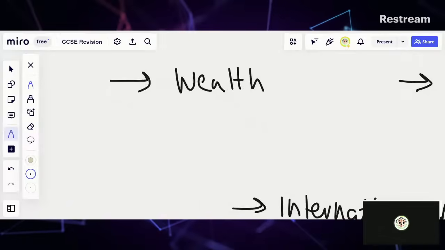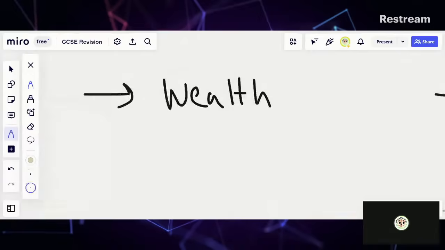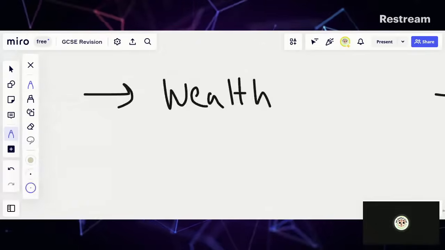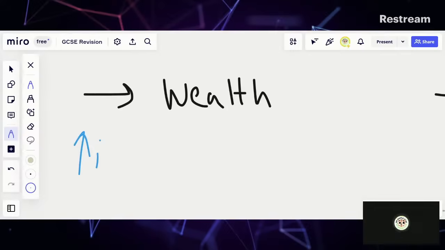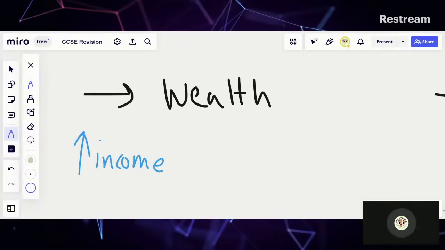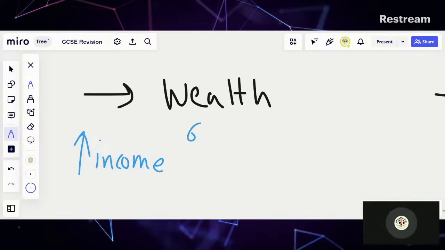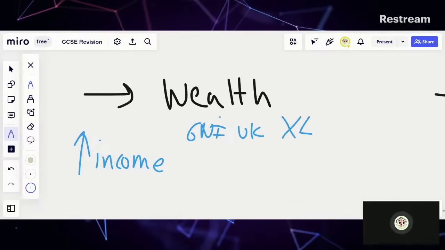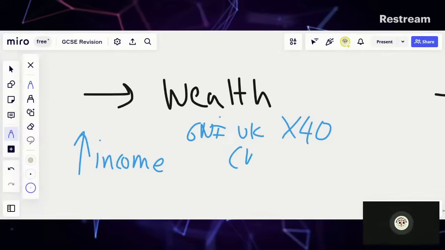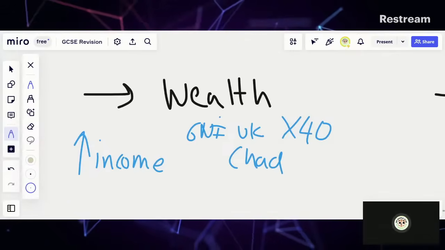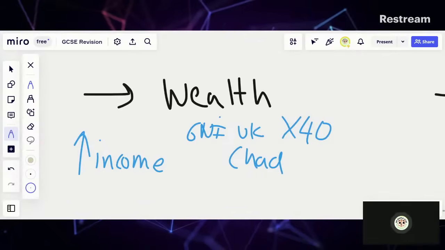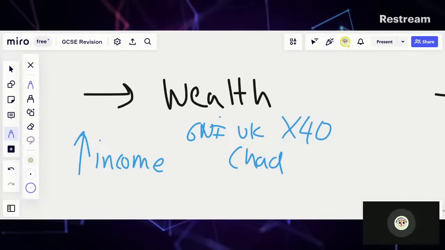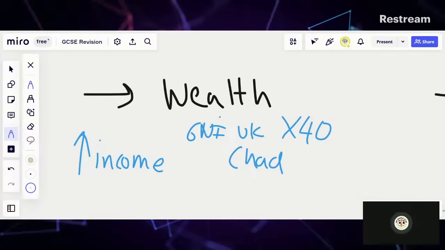So let's first look at wealth. People in more developed countries tend to have a higher income than those in less developed countries. For example, the GNI in the UK is 40 times the GNI in a country like Chad, which is crazy. Therefore, that means that those people living in the UK, so you viewers, have a 40 times better quality of life than those people living in Chad.